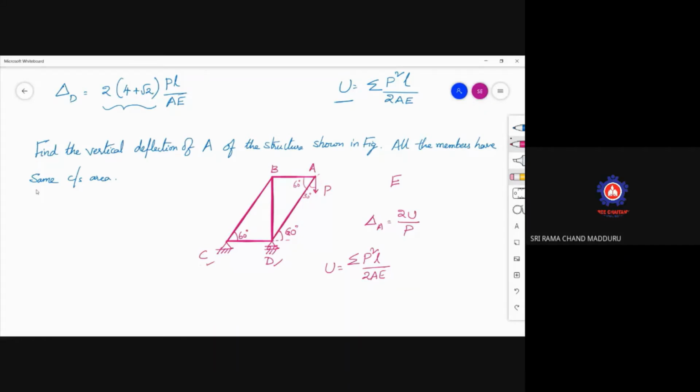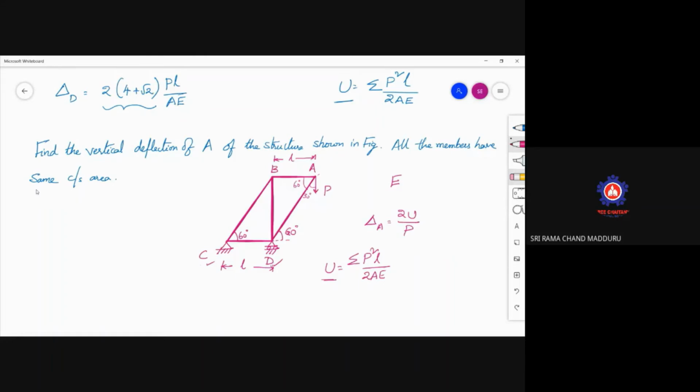After getting that, you go for the total strain energy, which is sigma F squared L by 2AE. Here the lengths of the members are to be given. Only the value of this one is given. This value is L. If this is L, you can also see this is also L.